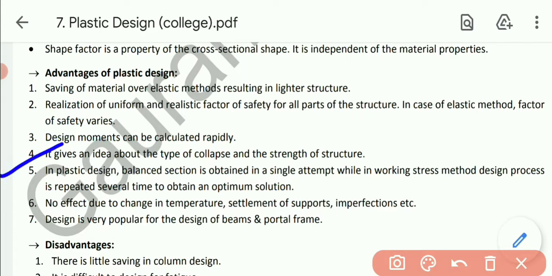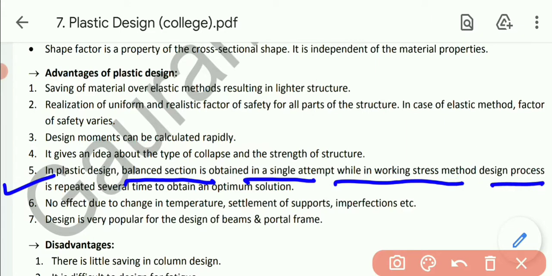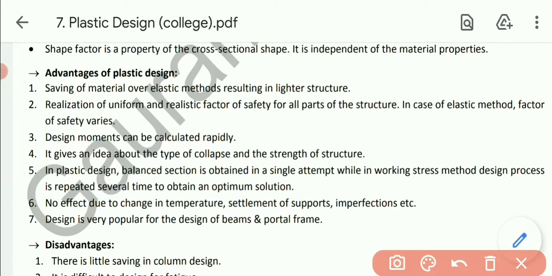Then fourth one, it gives an idea about the type of collapse and the strength of the structure. So it gives an idea about two things, the strength of the structure and the types of collapse. Then in plastic design, the balanced section is obtained in a single attempt, while in the working stress method the design process is repeated several times to obtain the optimum solution. So in simple words, in plastic design balanced sections can be very easily achieved, while in the other method, the working stress method, we have to try several times to get the optimum solution.